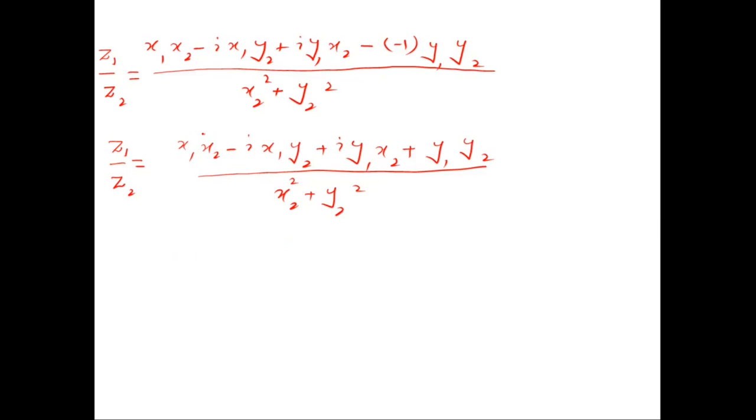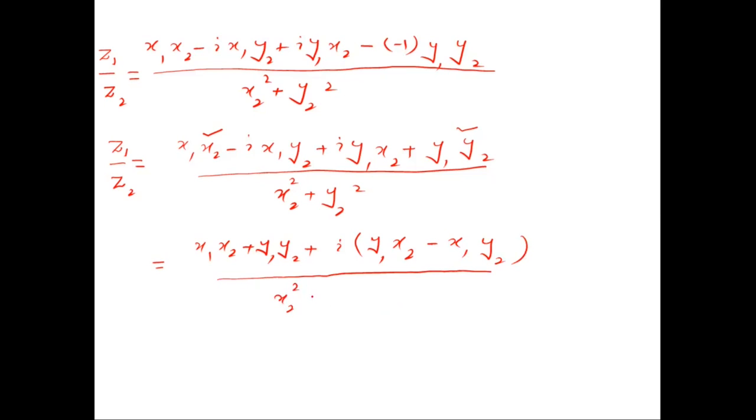Now boys, we have to collect the real part: x1 x2 plus y1 y2, plus iota common, y1 x2 minus x1 y2, divided by x2 square plus y2 square. This is z1 divided by z2.